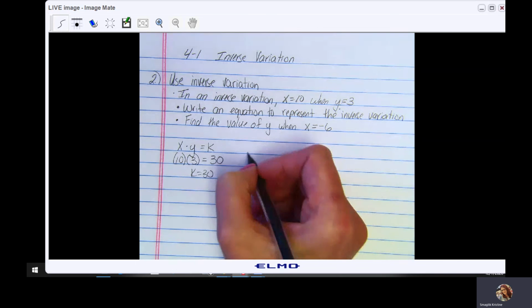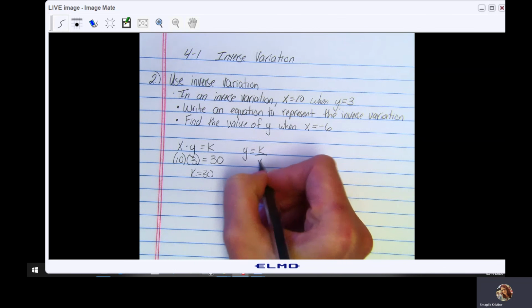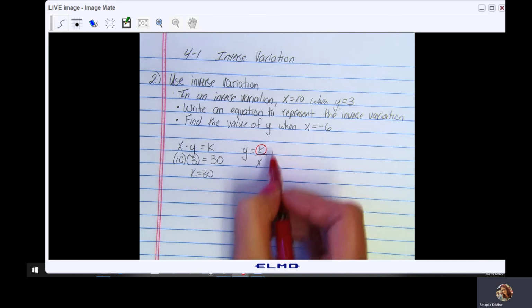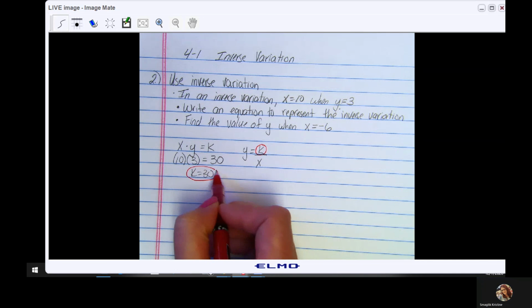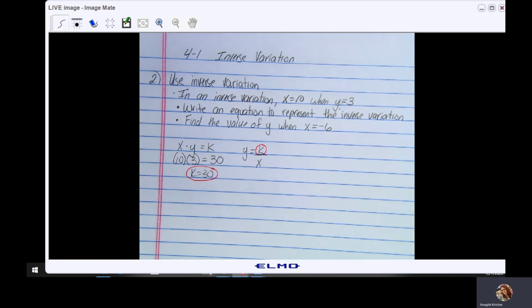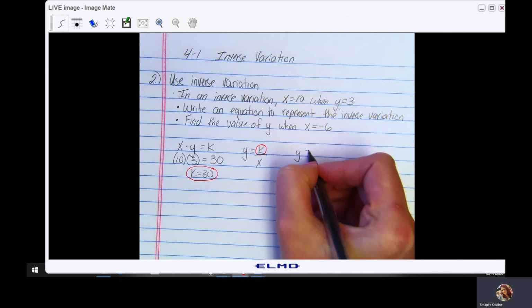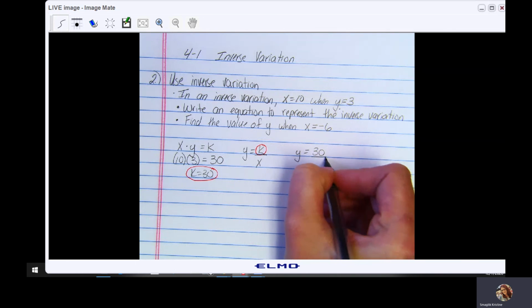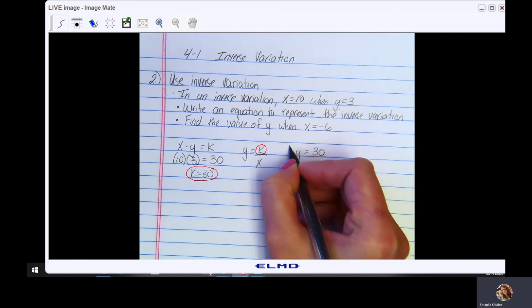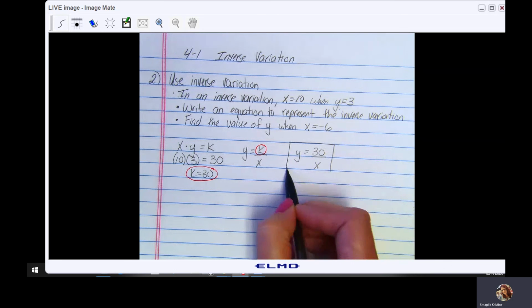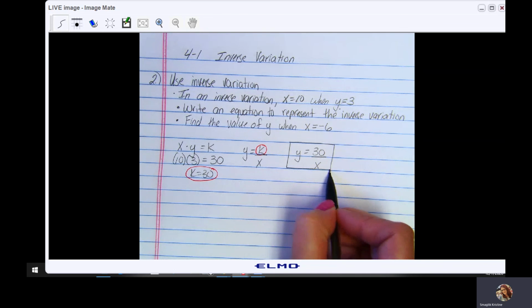Now, when I write my equation, y varies inversely with x, all I need to do is substitute in that k value. This is going to stay the same. So that means y equals 30 divided by x. This is the equation that represents the inverse variation.